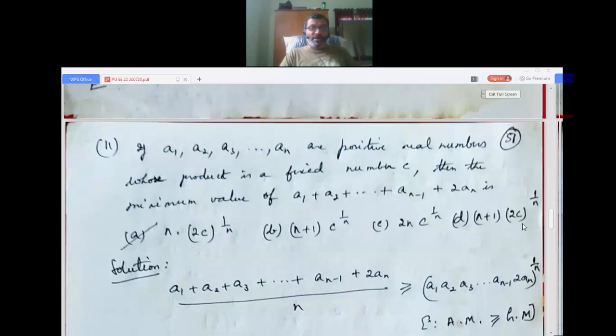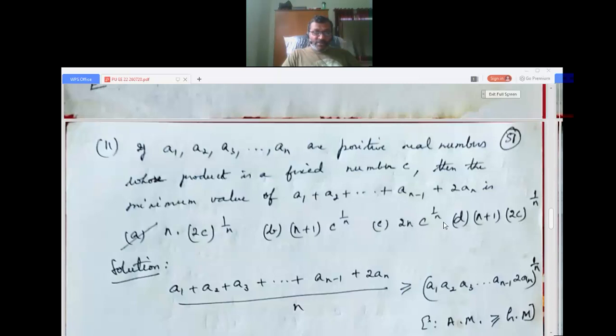So if a1, a2, a3 till an are positive real numbers whose product is a fixed number c, then the minimum value of a1 plus a2 plus etc. plus an minus 1 plus 2an is: n into 2c power 1 by n, n plus 1 into c power 1 by n, 2n into c power 1 by n, and D is n plus 1 into 2c power 1 by n, okay.